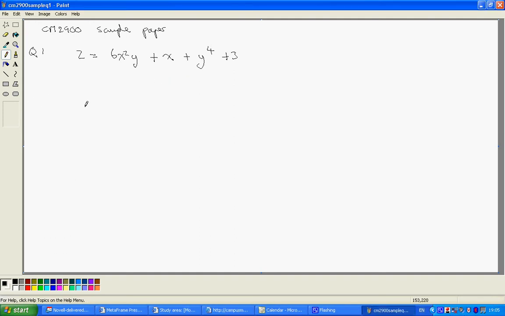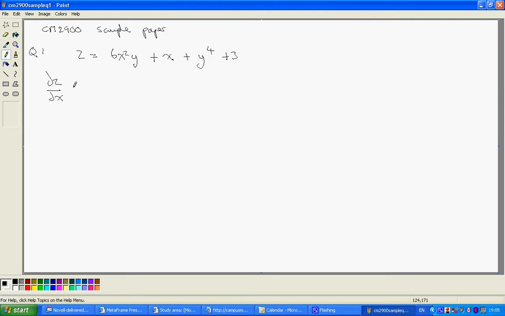This is CM2900 sample paper, question 1. We've got z equals 6x squared y plus x plus y to the 4 plus 3. We're asked to find the partial derivatives up to second order. So start with partial dz by dx.